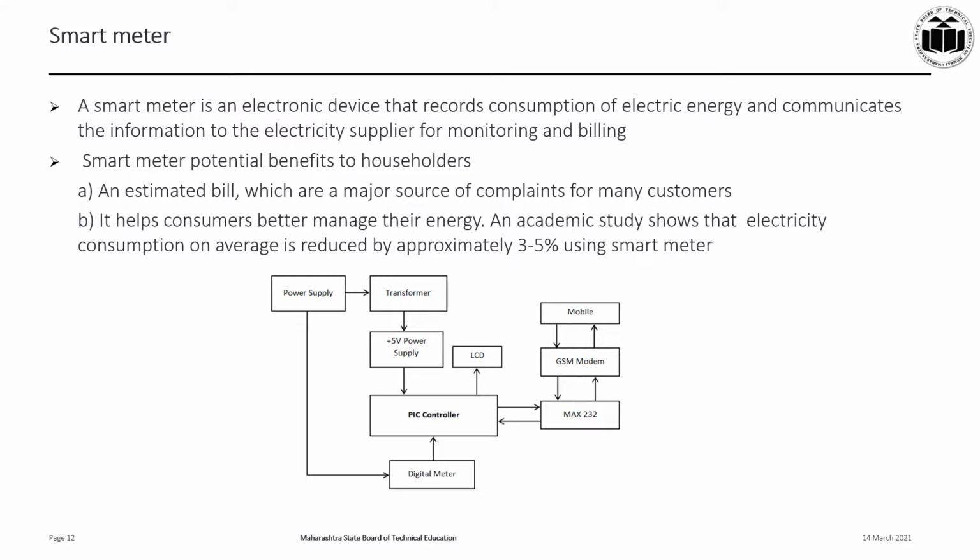Smart metering offers potential benefits to the householders, which include an accurate bill, as estimated bills are the major source of complaint for many customers. Smart metering also helps consumers to manage their energy. An academic study shows that electricity consumption on average is reduced by approximately 3 to 5% using the smart meter.